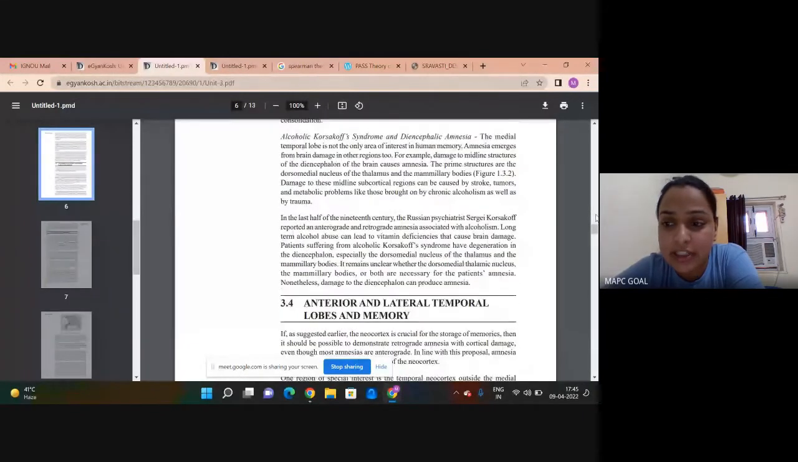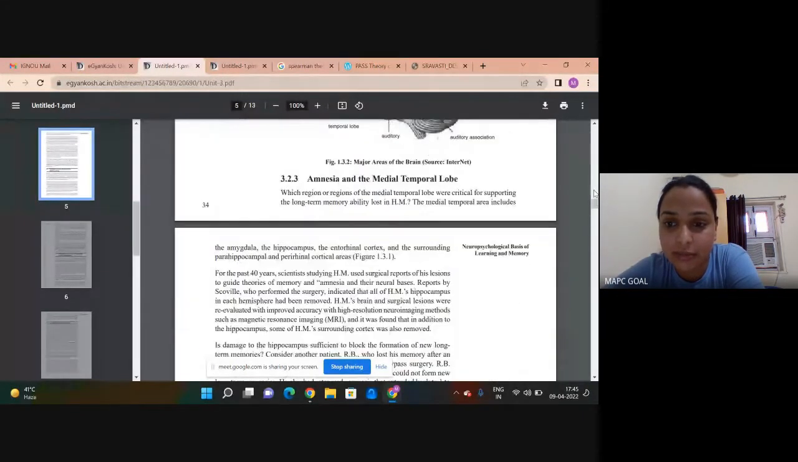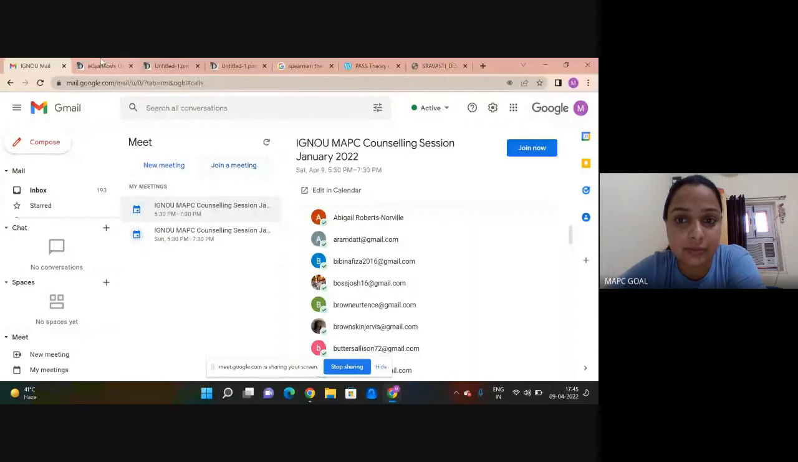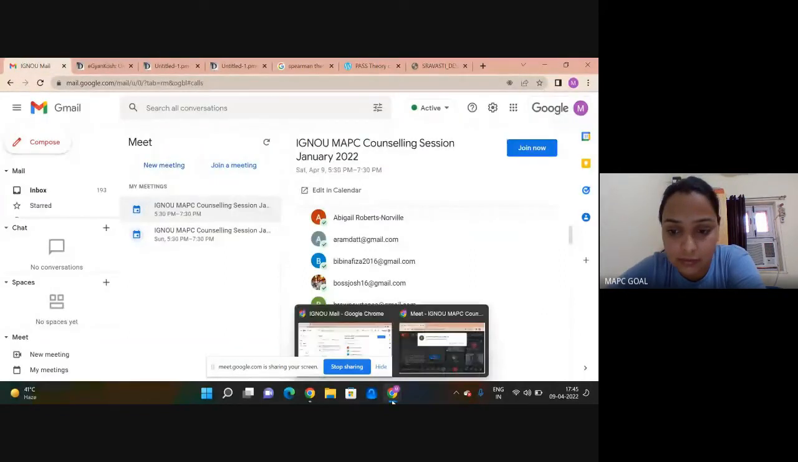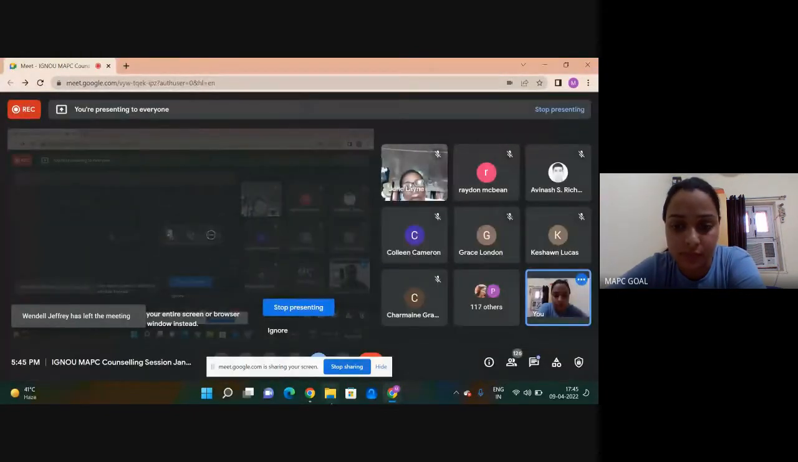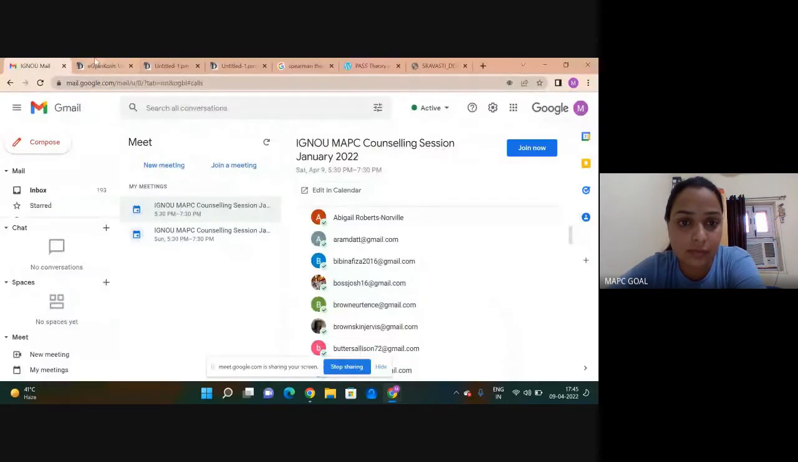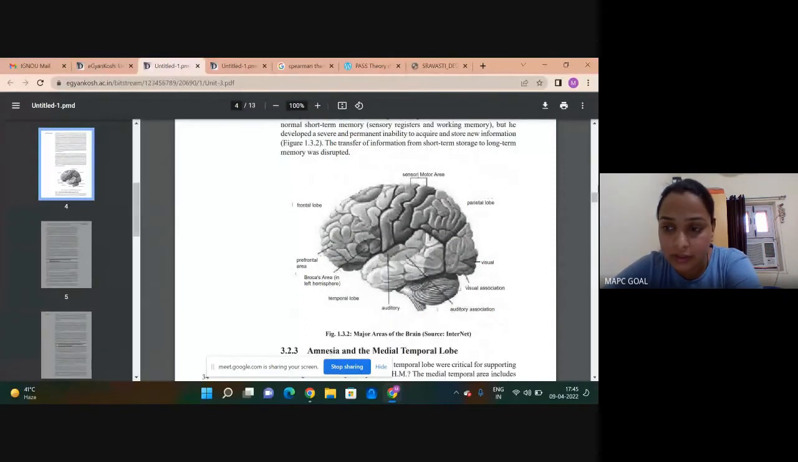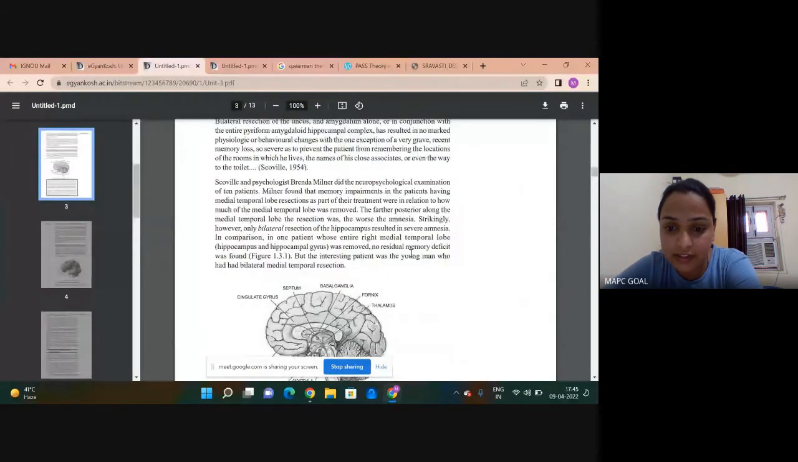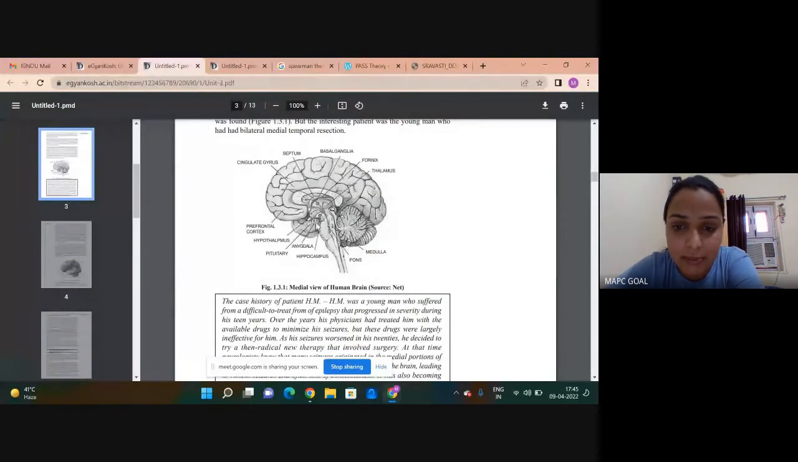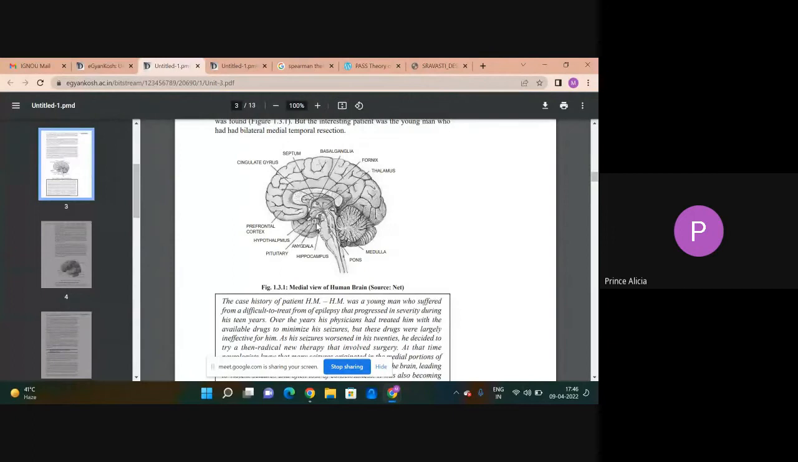So these areas, the hippocampus and amygdala, are very basic. You have already seen this picture here, no? In the previous picture also you might have seen. Here is the amygdala. Can you see this amygdala and hippocampus? These areas.